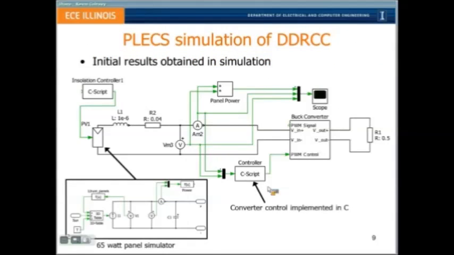So in order to verify that this train of thought was correct, I implemented some Plexim simulations. What we have here is a 65-watt panel simulator, which is just a voltage-dependent current source that tracks a set of predetermined IV curves from a BP365 solar panel. We feed that through some parasitic elements into our buck converter. We measure voltage and current at the input of the buck converter, and then implement the DDRCC algorithm in C in a controller for the buck converter. The panel is controlled using a separate insolation controller, and effectively just stepped from 100% insolation down to 0 insolation.